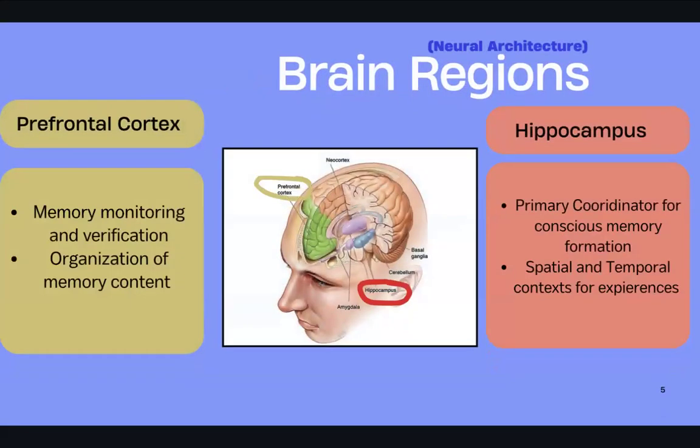So the main regions we'll be focusing on today are the prefrontal cortex, which is circled here. This is the prefrontal cortex for memory; it allows for memory monitoring and clarification, and allows for the organization of the content. And we will also be discussing the hippocampus, which is circled in red here. This is a primary coordinator for conscious memory formation and also gives spatial and temporal context for experiences.